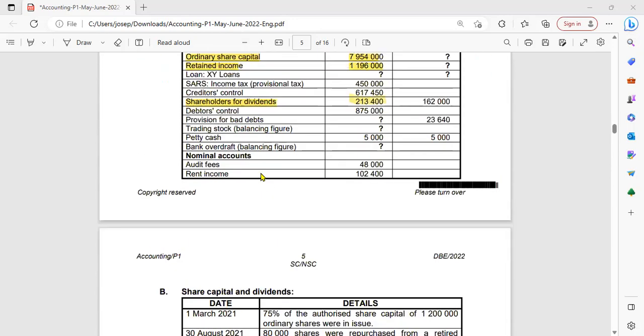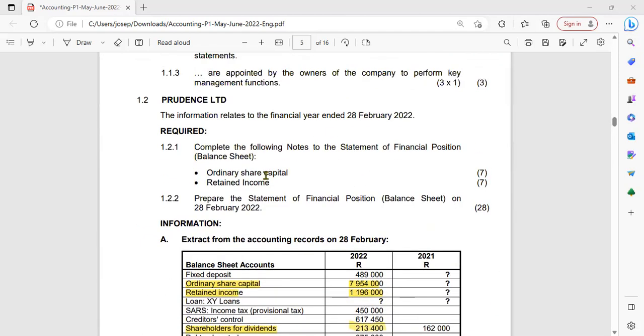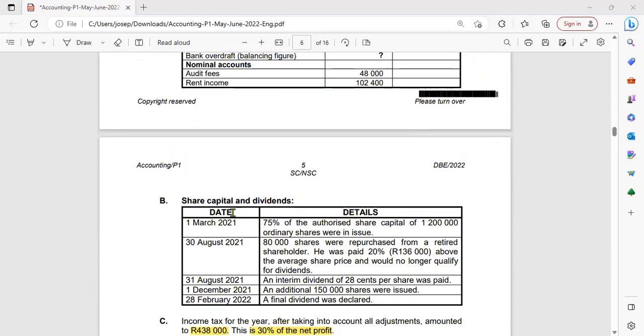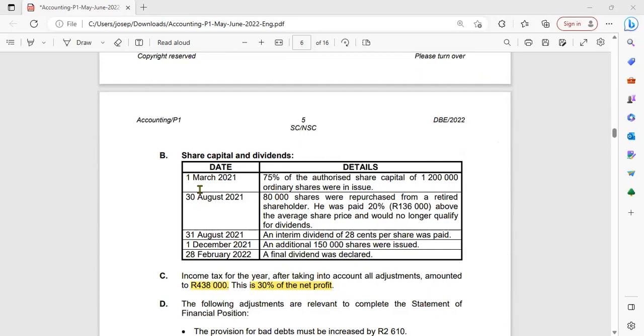Okay. I'm telling you guys, this is not difficult at all. These are supposed to be the marks that you collect in order for you to get the maximum marks that you want, right? So, okay, we are going to go through the information.